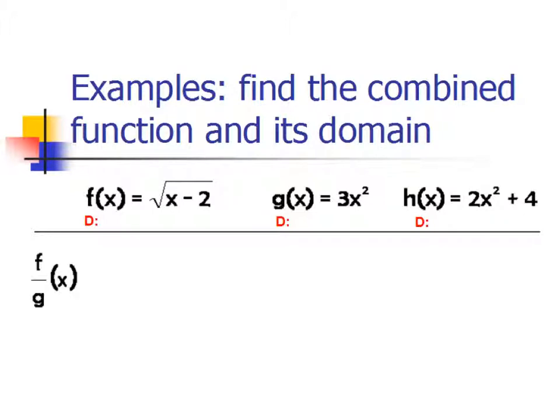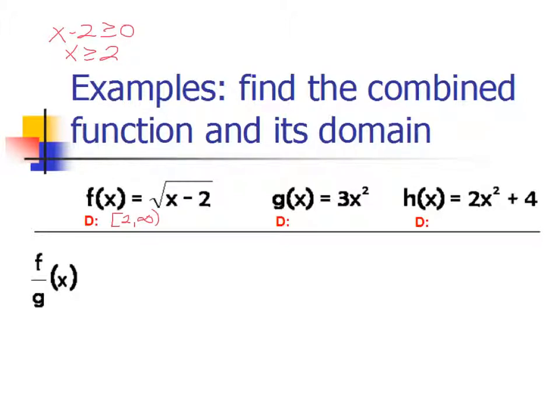So let's practice a little bit. I've got three different functions up here that we could use. Let's go ahead and begin by finding the domain of each one of them. In this first one, remember that you do not want your radicand to end up negative, because that's going to give you an imaginary number. So x minus 2 has to be greater than or equal to 0. So x has to be greater than or equal to 2. I'm going to write that in interval notation. So it's got to be anything from 2 to infinity.